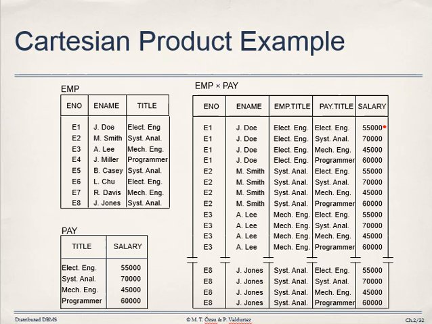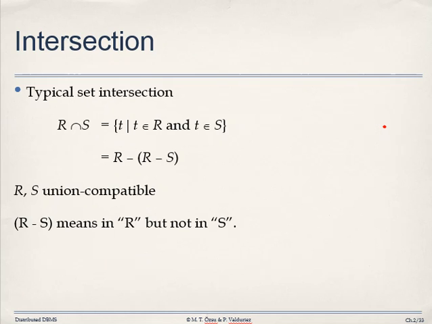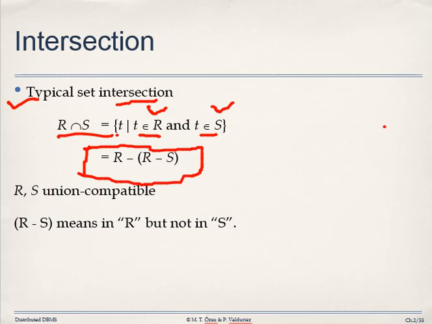Now we have intersection. In intersection, typically set intersection, the symbol is R intersect S. So what should be in our result? T is the tuple variable, so T belongs to R and T belongs to S. Whatever tuples we get in the result should belong to both relation R and relation S. Its basic working formula is something like R set difference S, and whatever result we get, again a set difference with the main R.